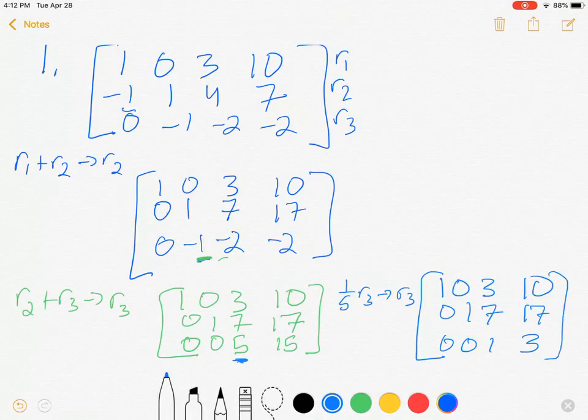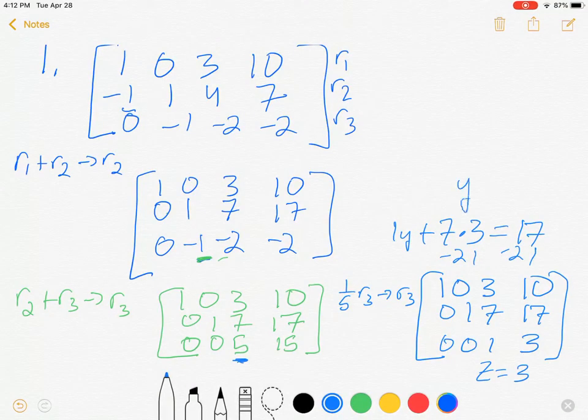So now I know that z equals 3. Okay, so z equals 3. If z equals 3, we could say that 1y plus 7 z's, which z is 3, so 7 times 3, has to equal 17. We could then subtract 21. 17 minus 21, we get 1y equals -4.